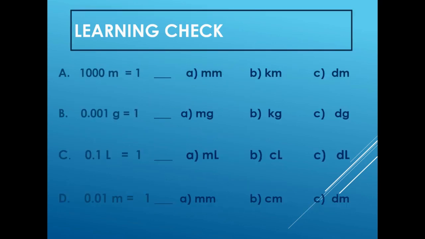Now let's look at our prefixes here in terms of abbreviations. If we have 1,000 meters, what would we have? A millimeter, a kilometer, or a decameter? 0.001 grams, that's going to be 1/1000th of a gram. So are we going to have a milligram, a kilogram, or a decigram? 1/10 of a liter, will that be a milliliter, a centiliter, or a deciliter? And then 1/100th of a meter. Milli, centi, or deci? Pause for a second and answer those questions.